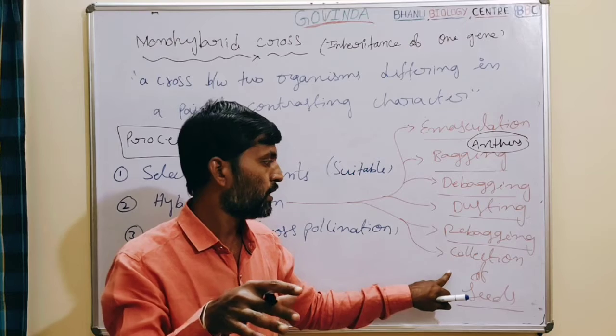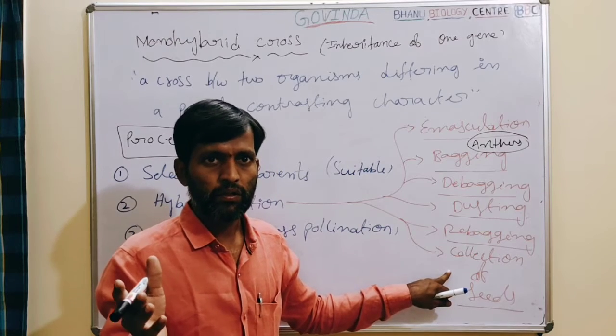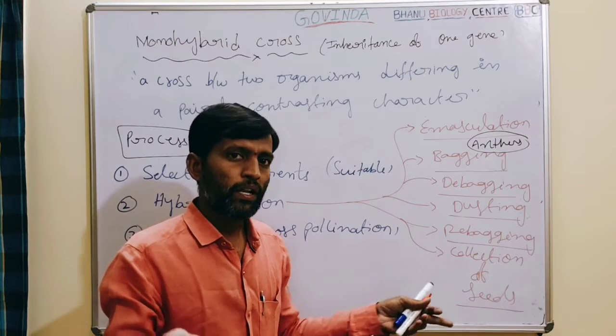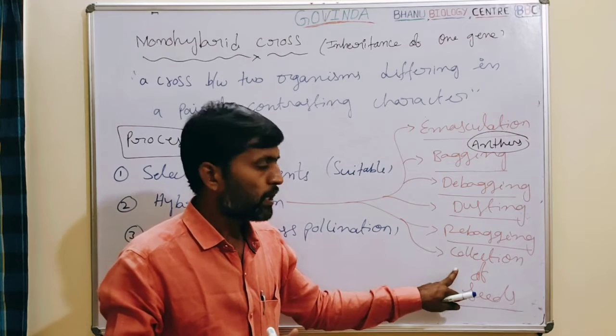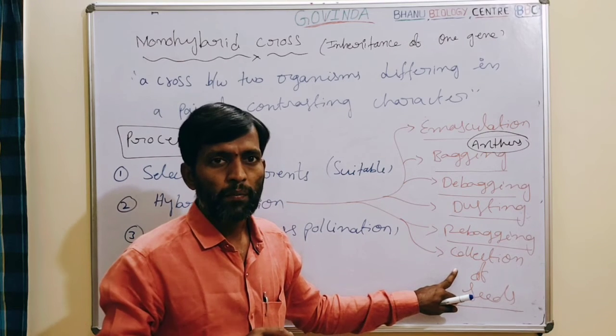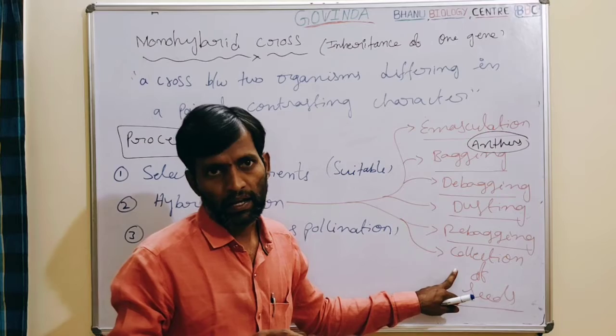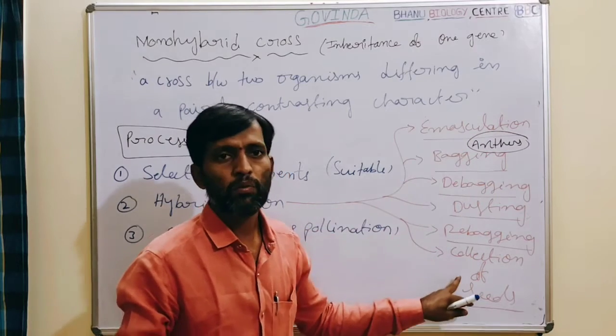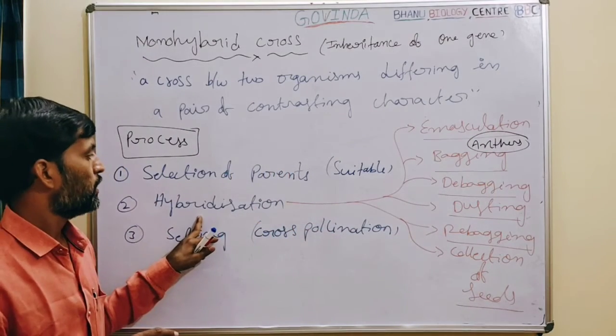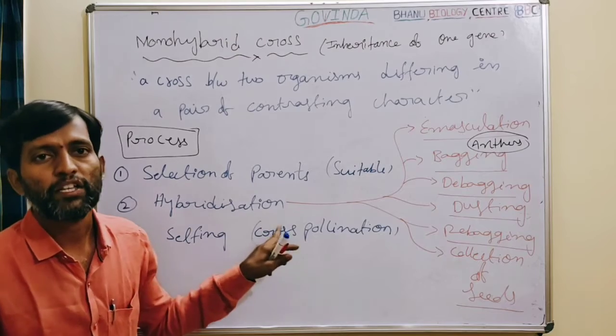After that, pollination was done. Then fertilization also happened. Ultimately, seeds are formed, and the formed seeds are collected. So this is the complete picture of the second step in the process, that is the hybridization step.